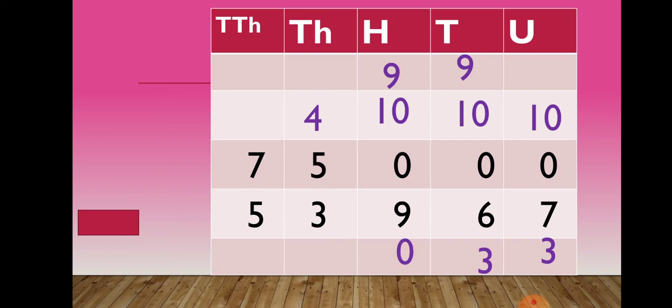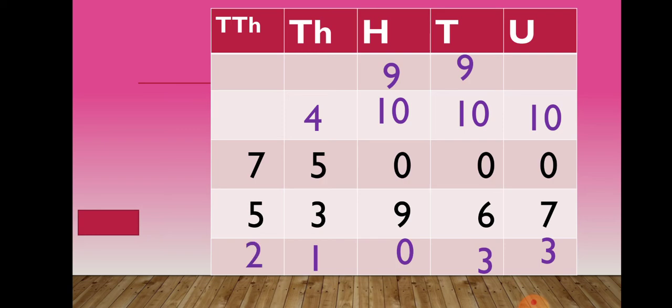3 tens. Now subtract 9 hundreds from 9 hundreds. How many remain? 0 hundred. Now subtract 3000 from 4000. How many remain? 1000. And subtract 5 ten-thousands from 7 ten-thousands. How many remain? 2 ten-thousands.